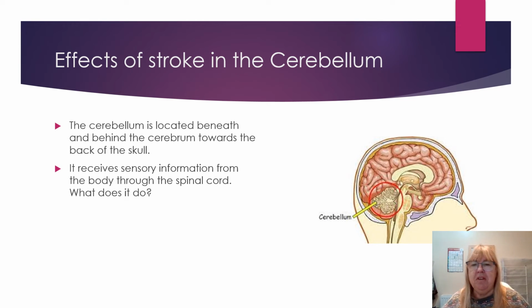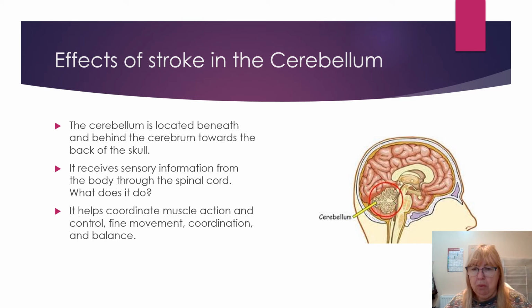So, effects of a stroke in the cerebellum. We know the cerebellum is a small bit at the back, as you can see in my graphic. It receives sensory information from the spinal cord. Try and remind yourself, what does it do? We had a look at it in our last session. Have a think. Take a moment, see if you can think about what it does. Okay. It helps coordinate muscle action and control, fine movement, coordination and balance. So it's a lot to do with actually getting around and doing things.